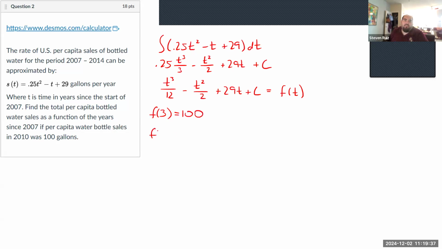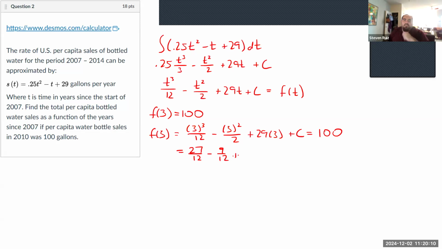Okay, so we know that f of 3 is equal to 3 cubed over 12 minus 3 squared over 2 plus 29 times 3 plus C, and that will equal 100. So this is enough information for us to solve for C. So 27 over 12 minus 9 over 12 plus 29 times 3.